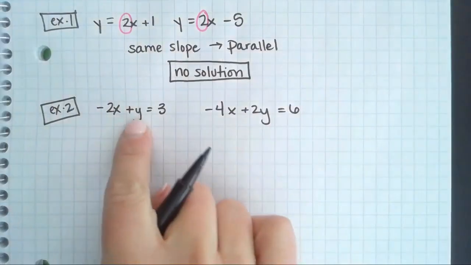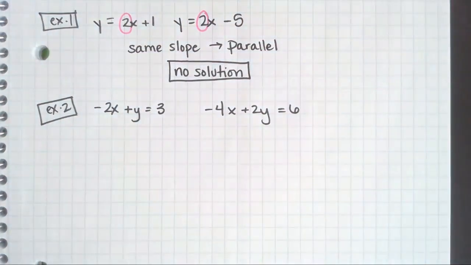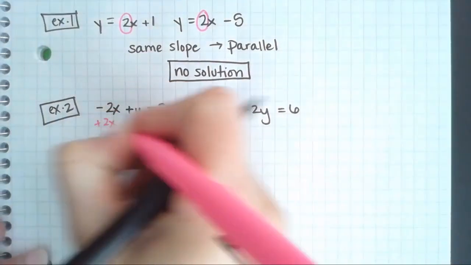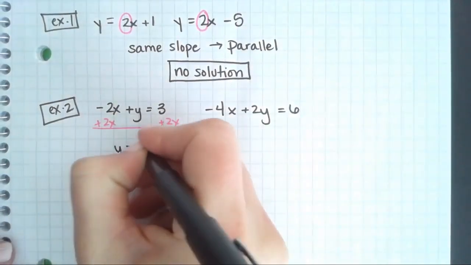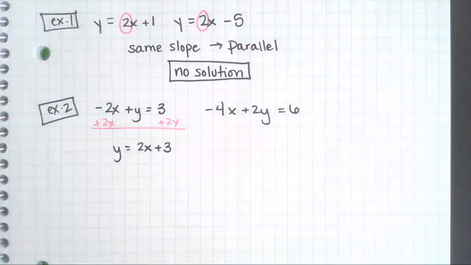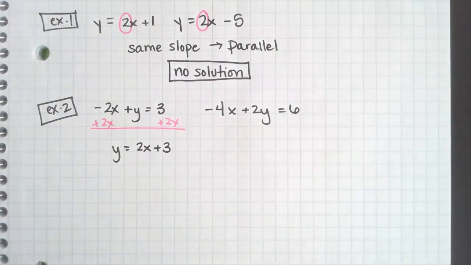Okay, this one's going to be pretty easy to get into slope-intercept. We'll just add 2x to both sides. So we get y equals 2x plus 3. The nice thing about getting it into slope-intercept is then if it turns out not to be the same slope or the same line, it's ready for you to plug into your calculator to graph, right?